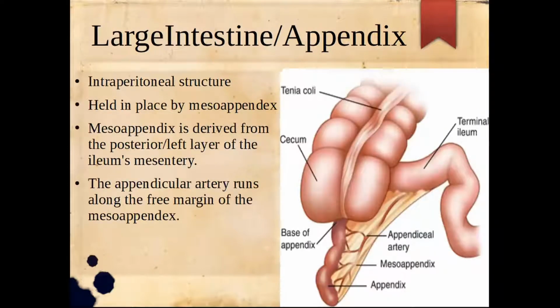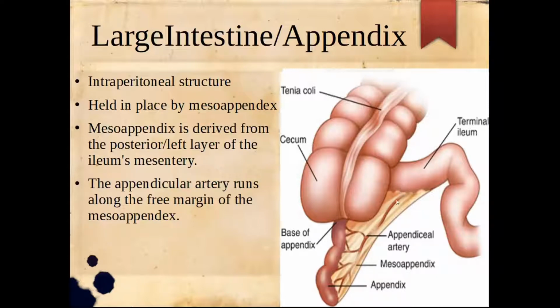The appendix is also an intraperitoneal structure, held in place by the mesoappendix. Okay, did you see my mouse? Yes. Okay, and where does the mesoappendix come from? It comes from the posterior or left layer of the ileal mesentery.